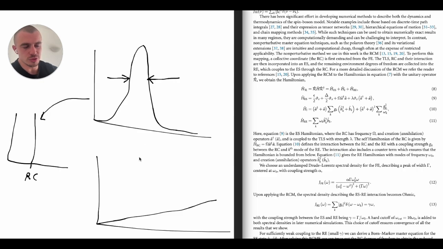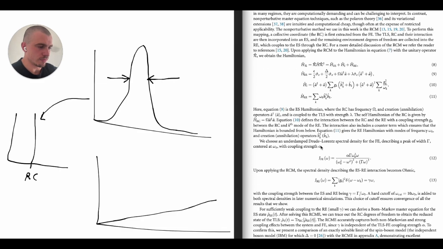Right, this is also really useful because if you were to use the standard Born-Markov master equation, that gets invalid for sharply peaked spectral densities. So the reaction coordinate mapping is good everywhere that the Born-Markov master equation is bad, which is why it's a very useful thing to use.